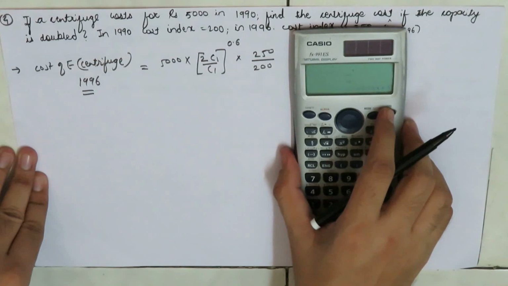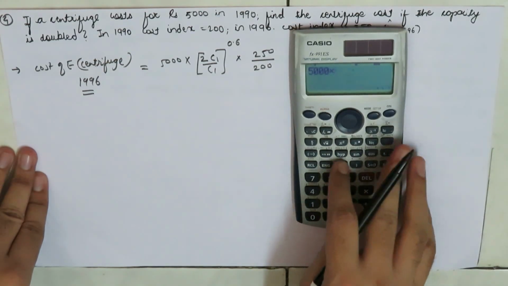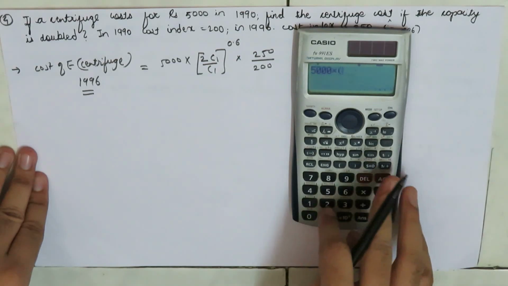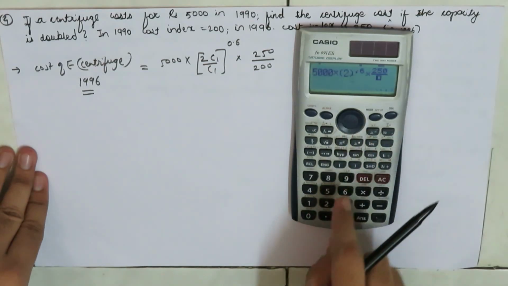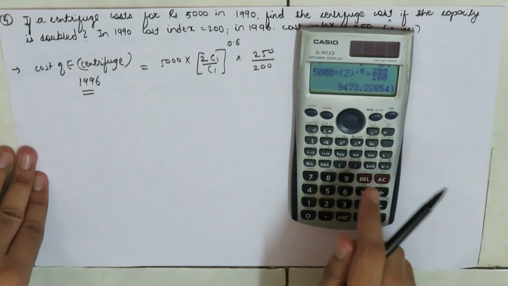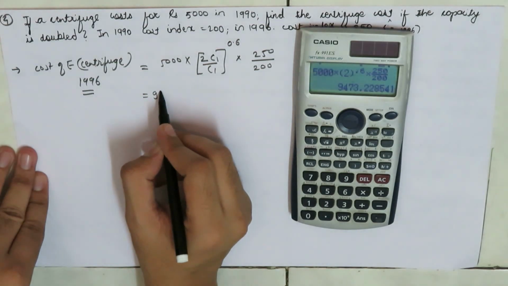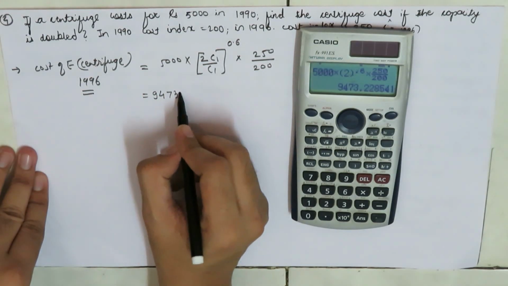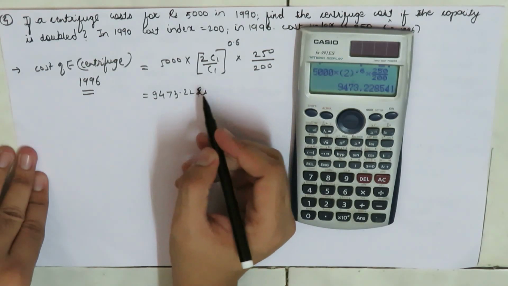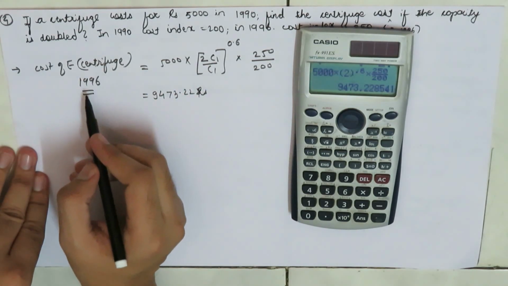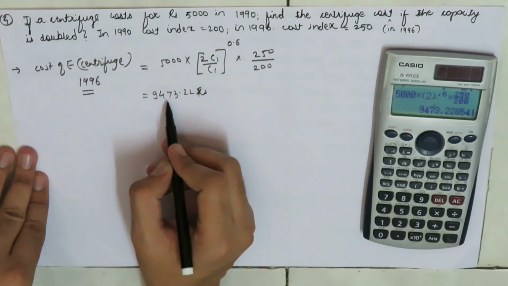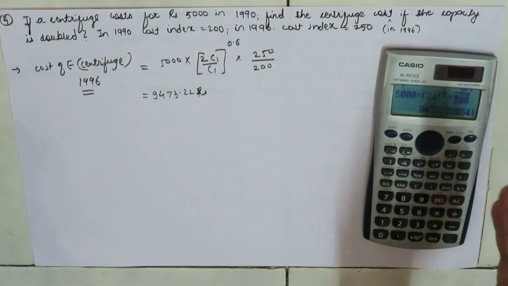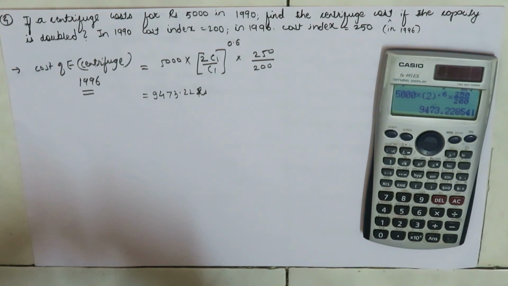So here, 5000 multiplied by 2 to the power 0.6 multiplied by 250 over 200, so this will be equal to 9,473.22 rupees. So the cost of this centrifuge in the year 1996, whose capacity was doubled, is 9,473.22 rupees. So this was all the information regarding cost estimation in chemical industries, and we dealt with the basic problems.